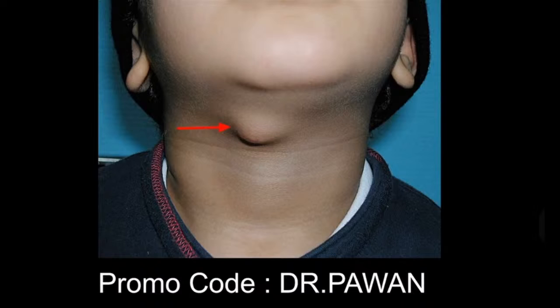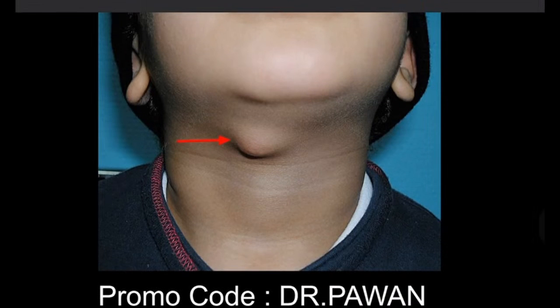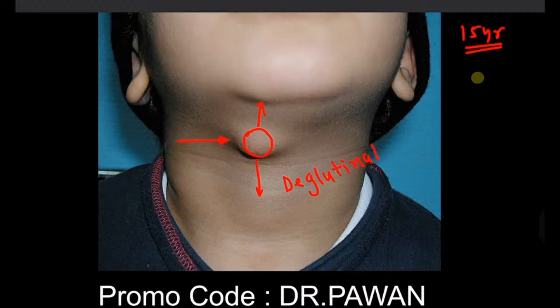Here you have a child who is presenting to you. Let's say the age of the child is around 15 years, and the child is coming to you with a midline swelling. The characteristic of this particular midline swelling is that it moves up and down with deglutition.